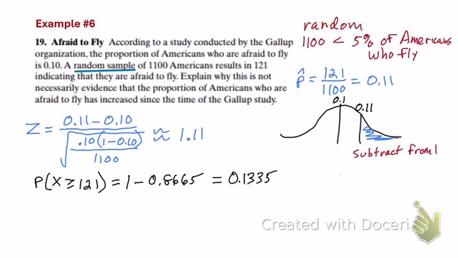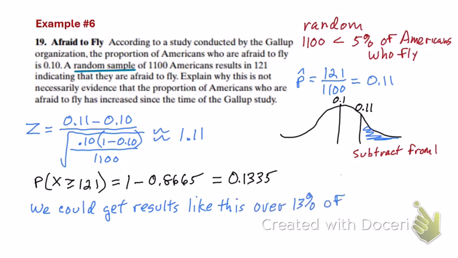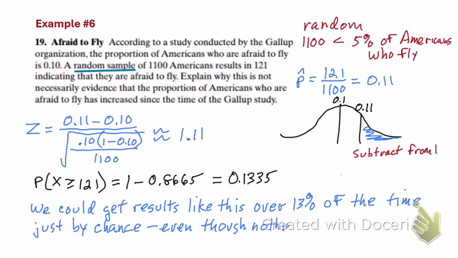So is this enough evidence to show that things have changed? No. Because why? Because we could get results this far away from what the Gallup poll said over 13% of the time. And like I said, we're going to be dealing with stuff like this a lot in chapter 9. That's it for the notes, y'all.